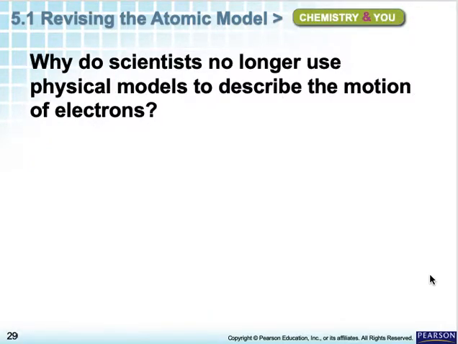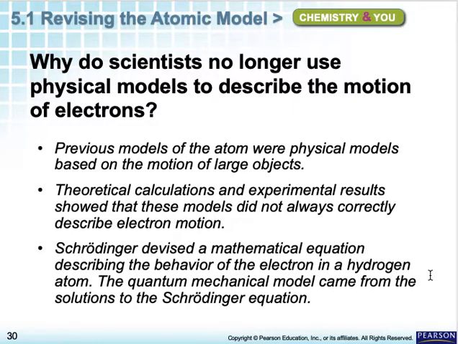Why do scientists no longer use physical models to describe the motion of electrons? Well, previous models were using classical mechanics, the motion of large objects, and they just don't apply to very small particles like electrons. So we had to use theoretical calculations to find probabilities of where we can find an electron.